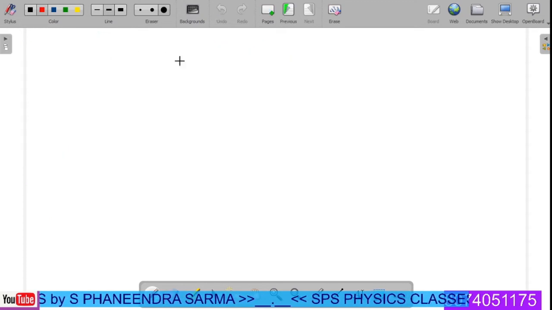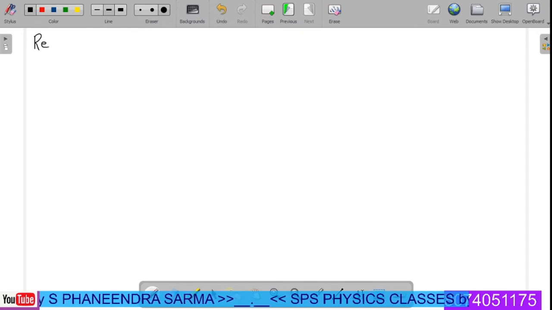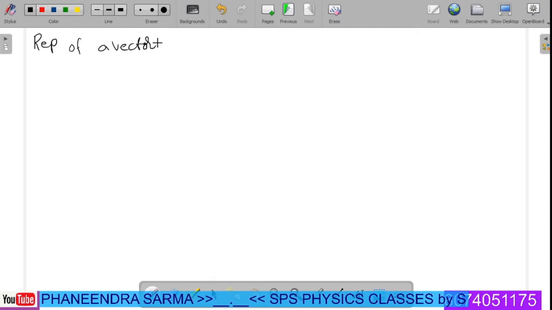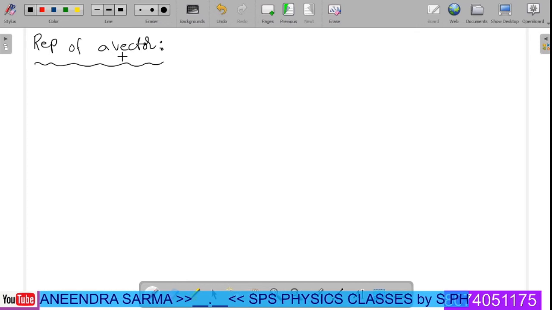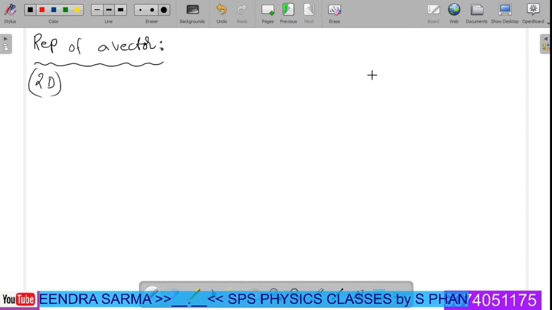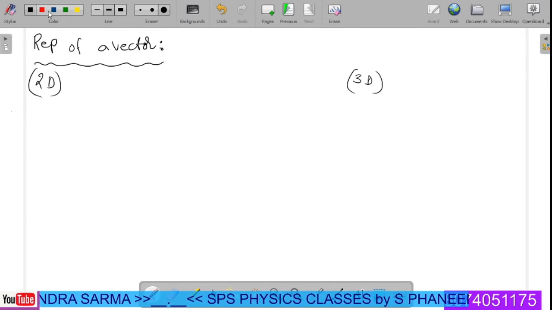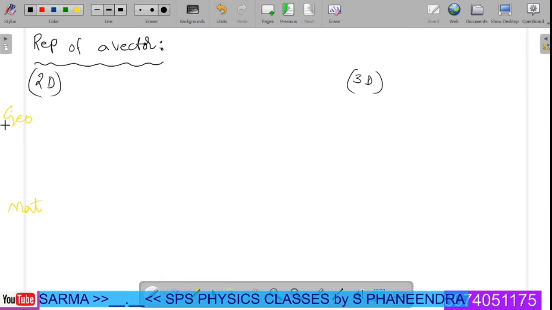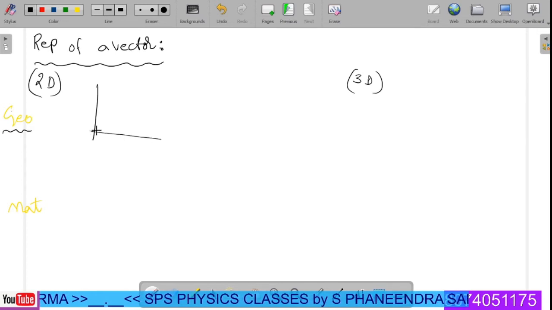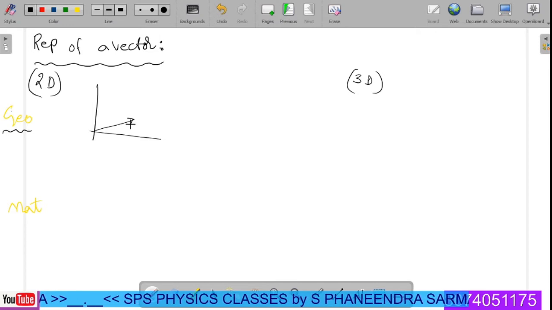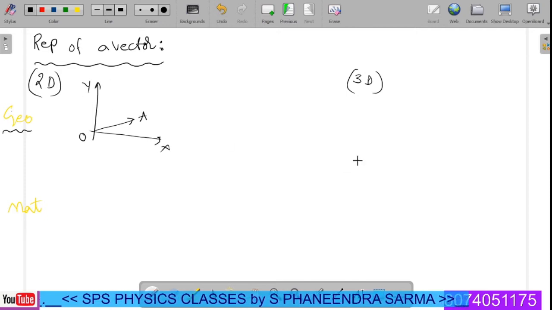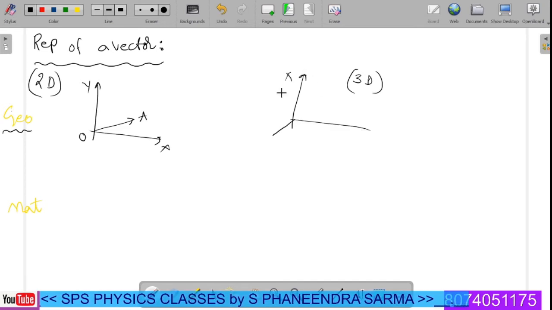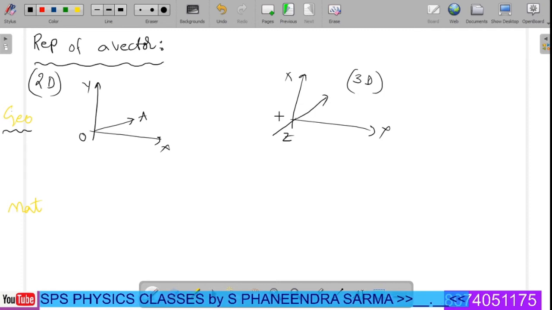Next, how do you represent a vector? The next concept is the representation of a vector quantity. The representation of a vector quantity can be done in 2 dimensions as well as 3 dimensions. In 2 dimensions, again we have geometrical representation and mathematical representation. In the geometrical representation, we choose axes like this, and a line with a head represents a non-zero vector, O to A, in the given coordinate system, with the x-axis and the y-axis. Similarly, in 3 dimensions, you can represent the x-axis, y-axis and z-axis, and this vector from O to A is the vector in 3 dimensions.